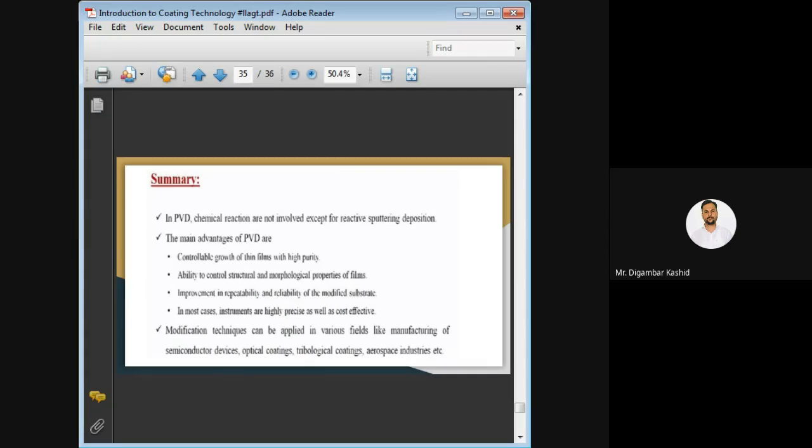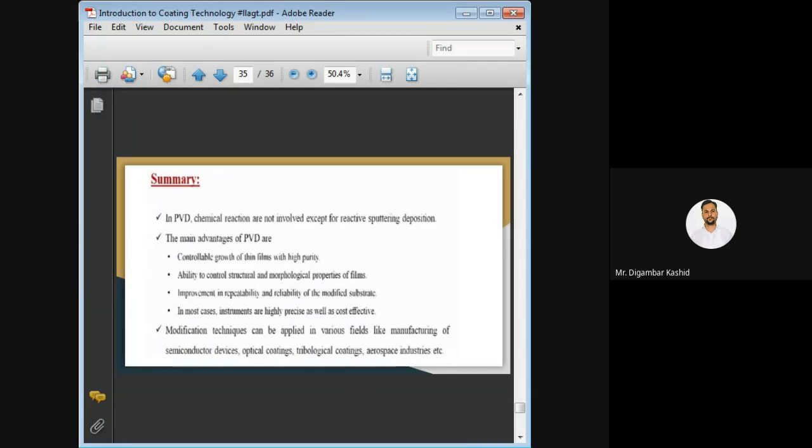Another advantage is the ability to control the structural and morphological properties of the film. So easily you can make the material from hydrophobic to hydrophilic. Not only that, you can make the material withstand high temperature, or make it electrically conductive also. Whatever properties you want, you can get by this method, along with improvement in the repeatability and reliability of your modified substrate.